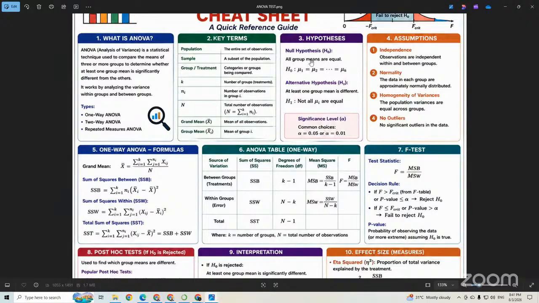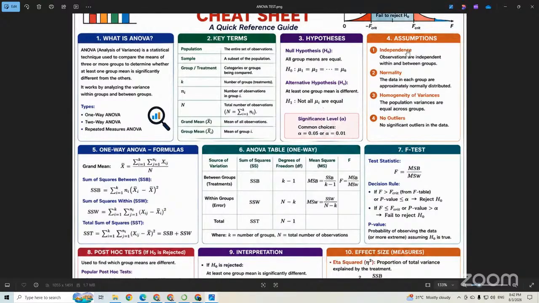Okay, and here are the null hypotheses for all groups. Here we will assume all group means are equal: mu1, mu2, mu3, and so on. And the alternative is that at least one group mean is different. So in H0 we will assume all the means are equal, but in the alternative hypothesis we will assume that at least one mean is different.